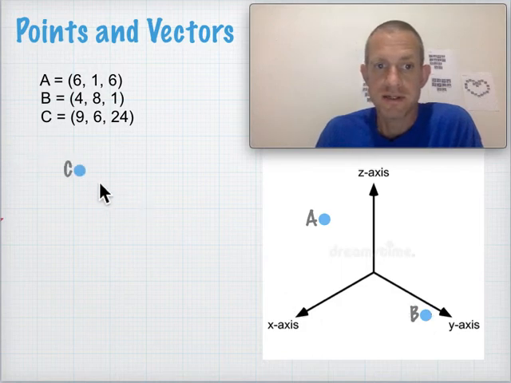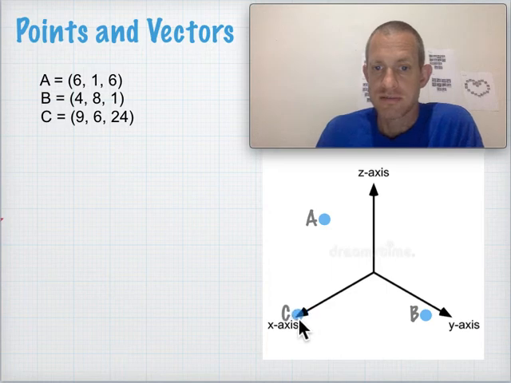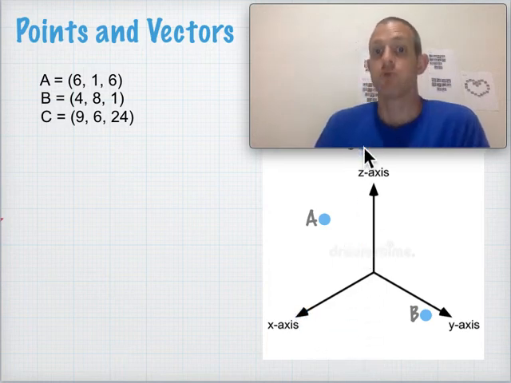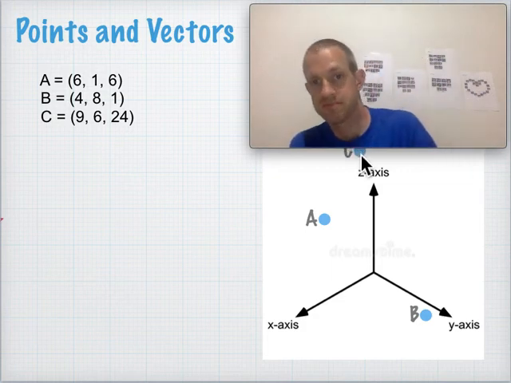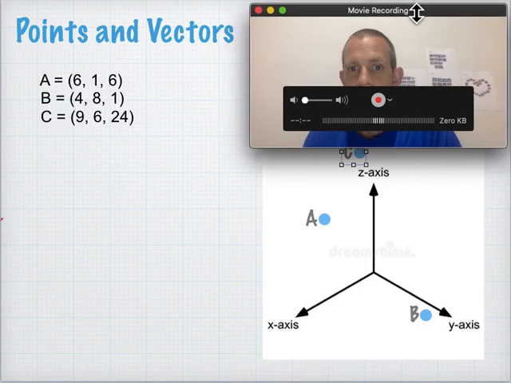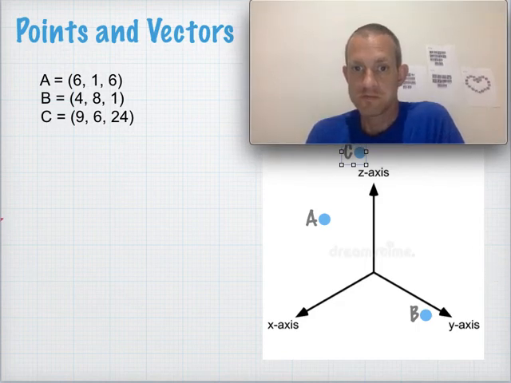And point C would be 9 steps over, 6 steps in the y direction, and 24 steps up. Whoa, look out. Yeah, maybe there. So there are our locations.